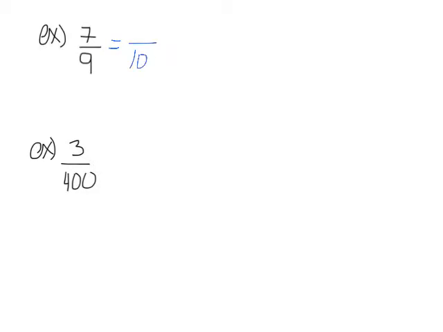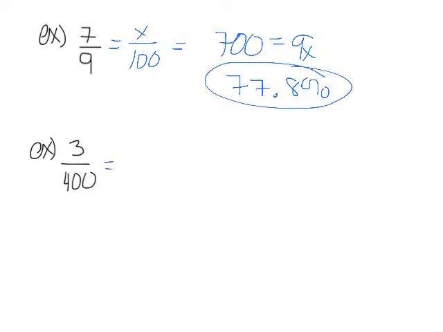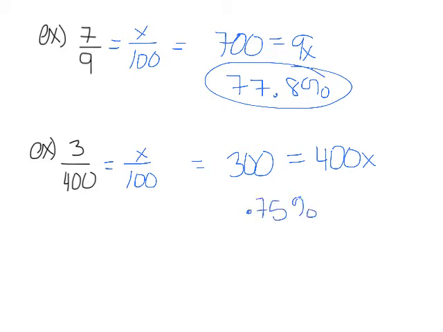So 7/9 would be x over 100, which gives me 700 equals 9x. 700 divided by 9 is 77.8%. Then 3 over 400 equals x over 100. So I'm going to get 300 equals 400x. When I divide by 400 on both sides, I'm going to get 0.75%.